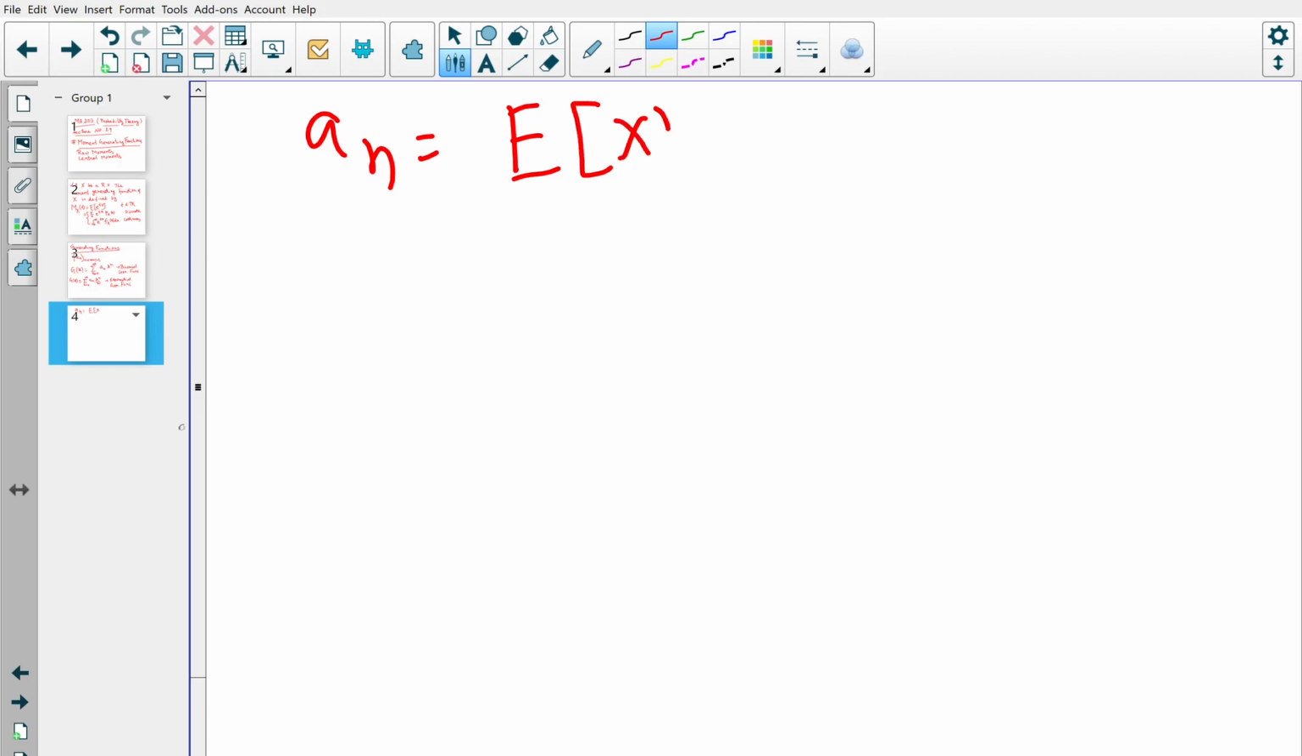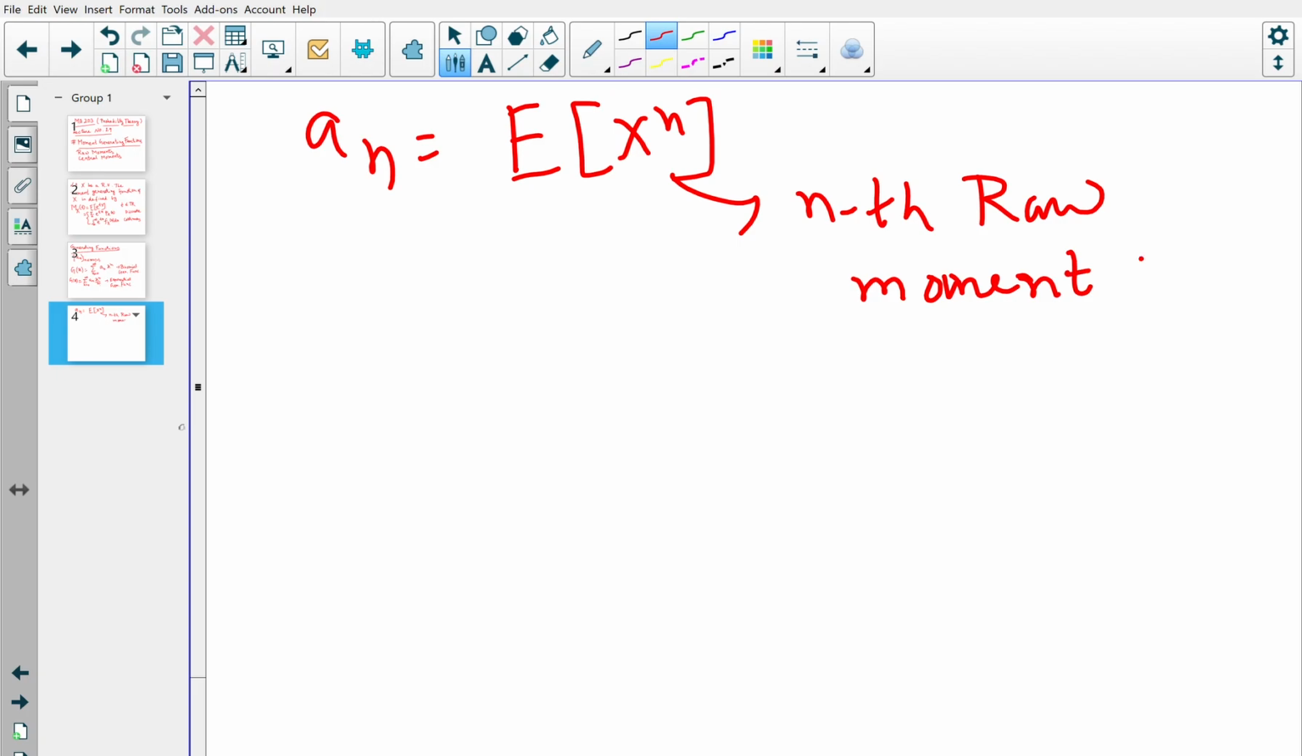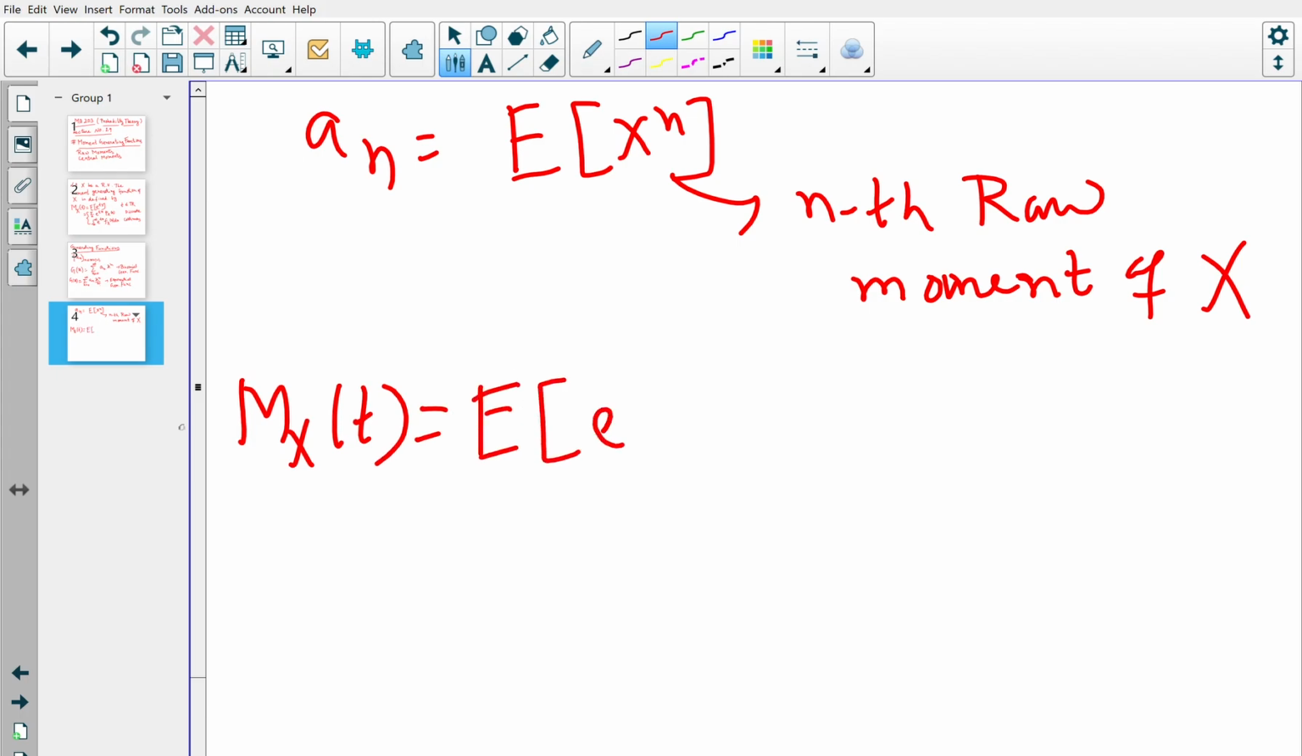So a_n is the nth raw moment of the variable X. Clear? What does that mean? It means the moment generating function actually generates the raw moments. Let me tell one more thing in detail so you will have a better understanding. You can write down e power tX.